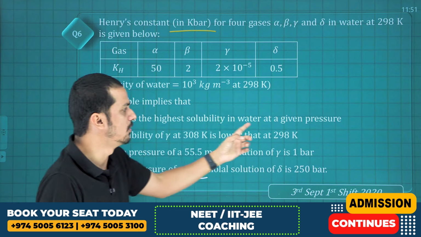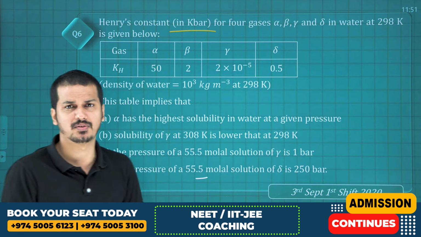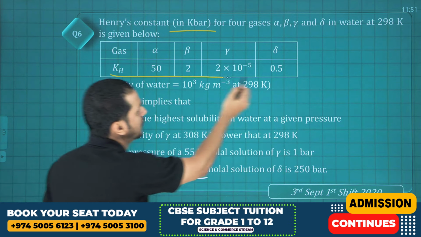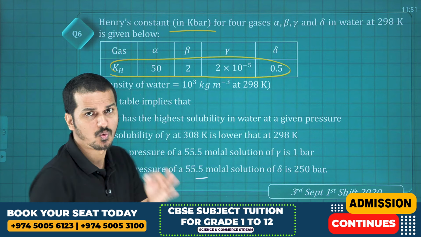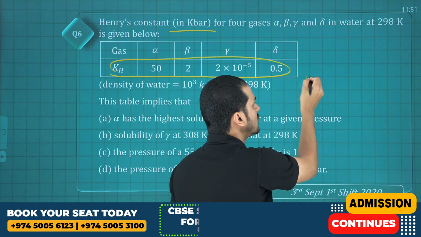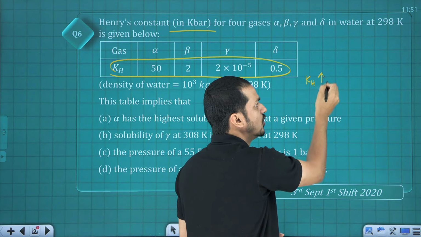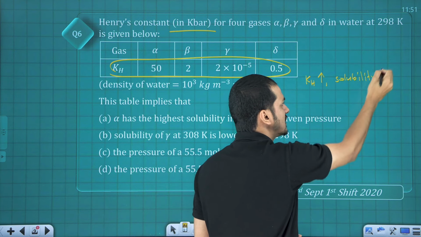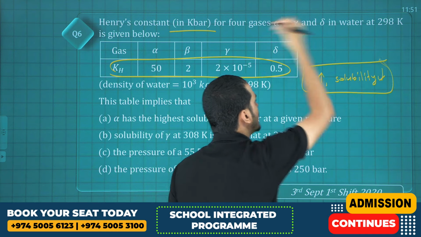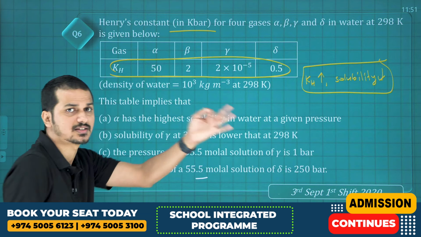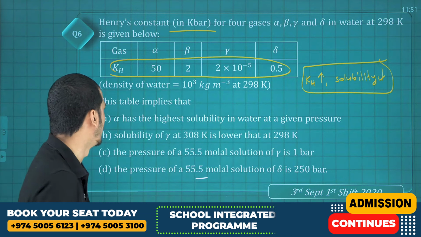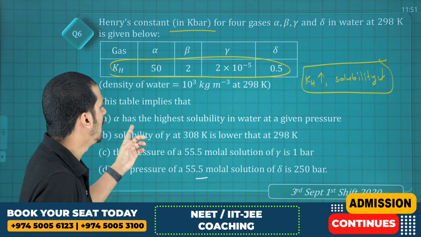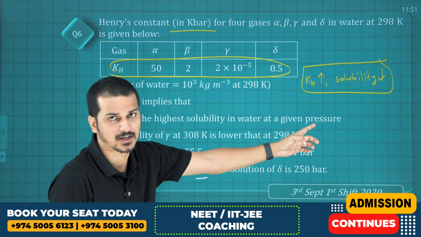Alpha has the highest solubility in water at a given pressure. Whenever they give KH values, you learned one statement: if KH value increases, solubility decreases. That's the first idea you have to remember. KH value increases, solubility decreases. You already learned that fact. So here, alpha has the highest solubility in water at a given pressure.